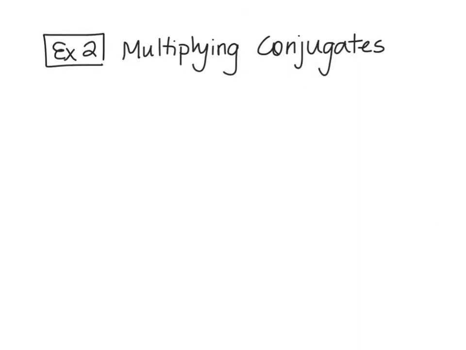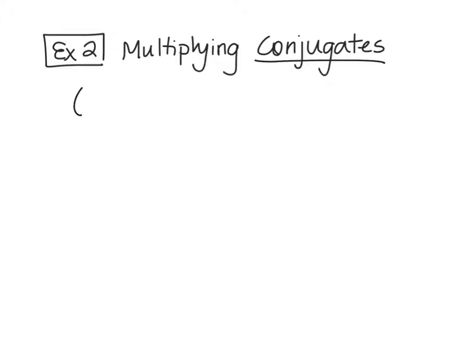Okay, this next one is the most important. We're going to use this in all sorts of ways going forward, so you really want to make sure you see what's special about these. These problems are called multiplying conjugates, and the easiest way for me to give you a definition of a conjugate is just to show you some examples.